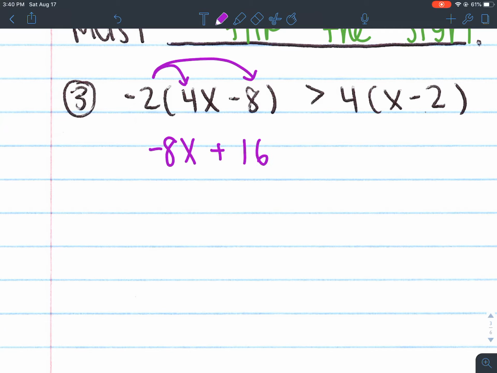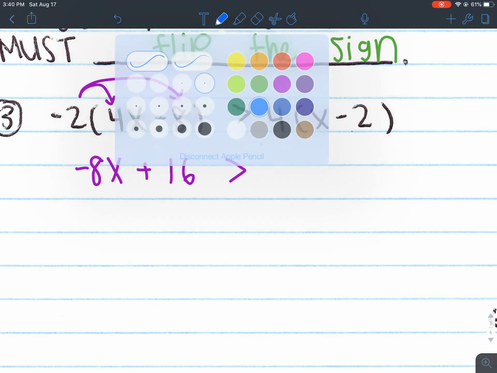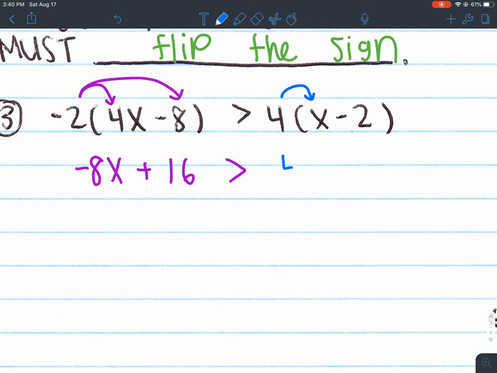And then I can't simplify that side any further, so I'm going to move on to the other side. And I'm going to do 4 times x, which gives me 4x. And 4 times negative 2 to give me negative 8.